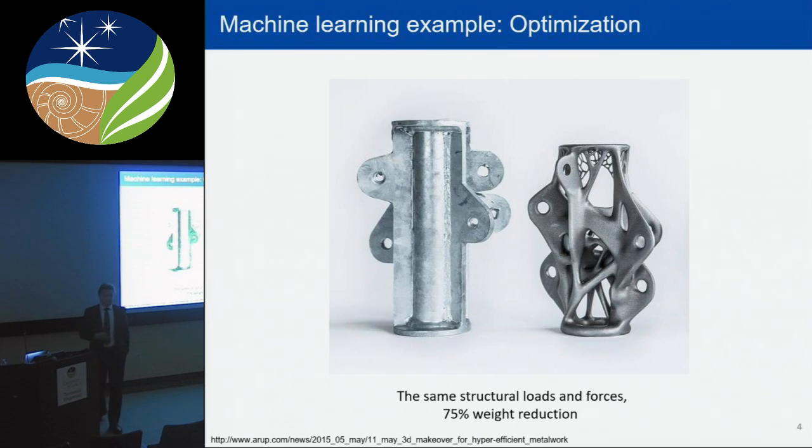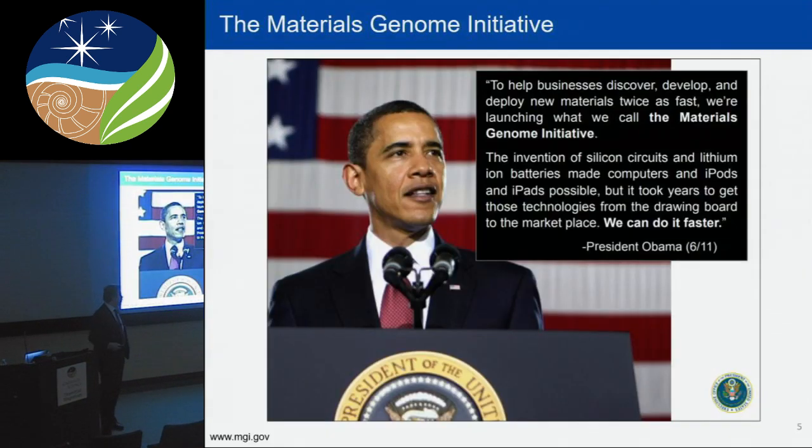Okay, it all started not so long time ago. In 2011, there was a program launched, which is the Materials Genome Initiative. The idea behind that is that we can develop materials faster. And here, President Obama just mentioned something about developing iPods and iPads. Many things have changed since then because iPod is not produced anymore and so on. But the idea is clear. We need to search for materials faster so that it will help us to develop technology.